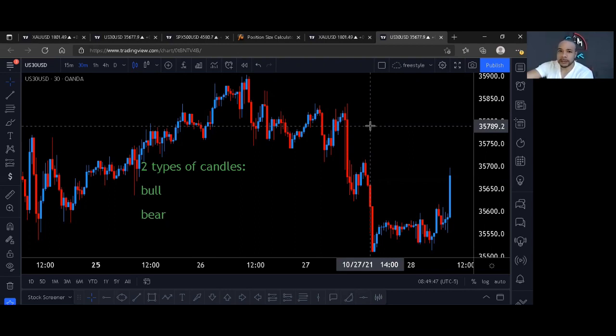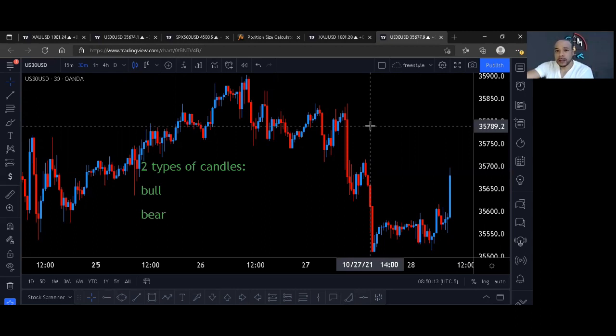Let's talk about it. When it comes to candles, all you need to know, the most important information, is that you have a bull candle and a bear candle. You have two types of candles. That's it. You only have two types of candles. Super simple. Simplicity is what I do.